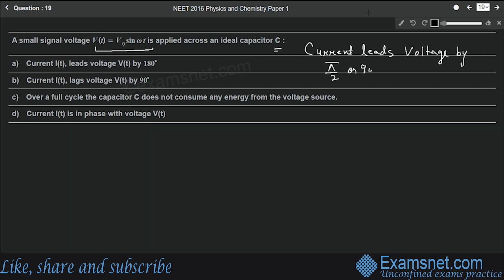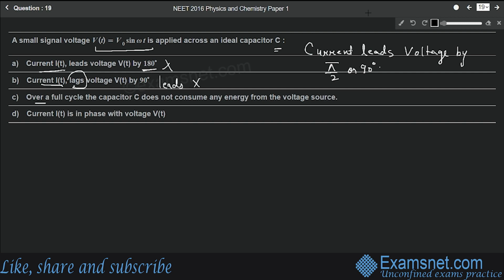Okay, so let's see the options. In the first option it is given that current leads voltage by 180 degree. It is not true, it leads by 90 degree. Okay, then the second option is current lags voltage by 90 degree. No, it does not lag, it leads by 90 degree. Okay, so this is also not true.